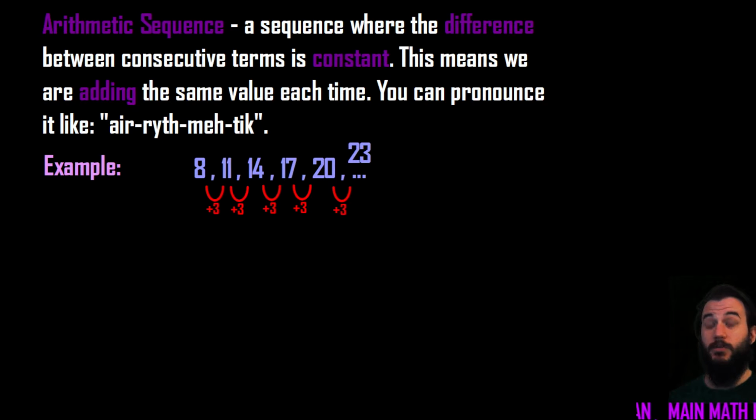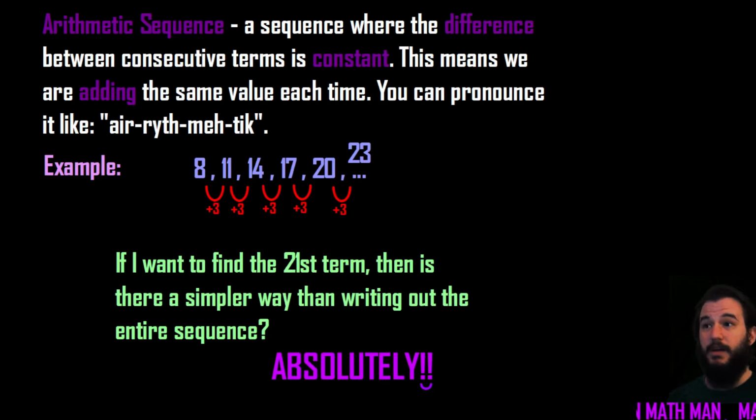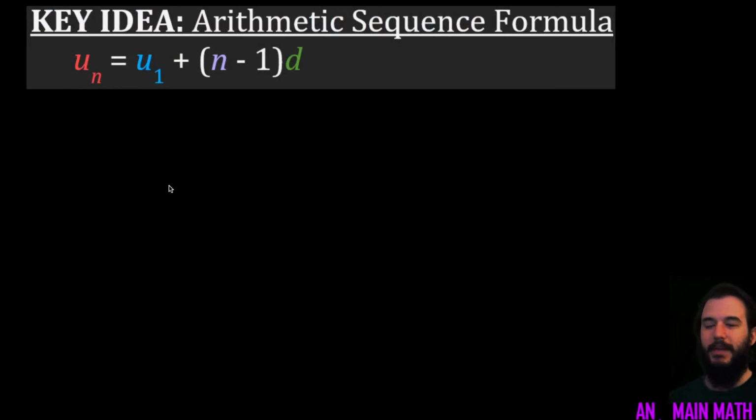Well, it should be 23, and we can find maybe the 21st term, but there has to be a simpler way. Instead of just sitting here and writing out the entire sequence, where we might have very large numbers, there absolutely is a simpler way. And so this is going to be our key idea for this video, the arithmetic sequence formula.